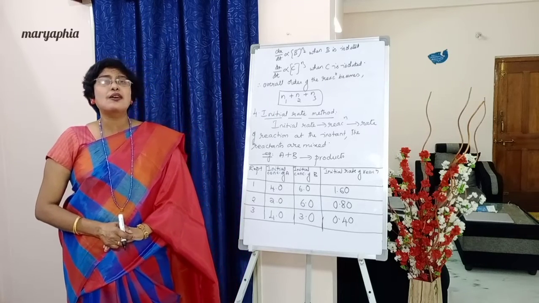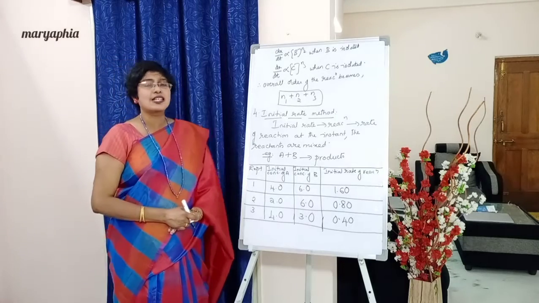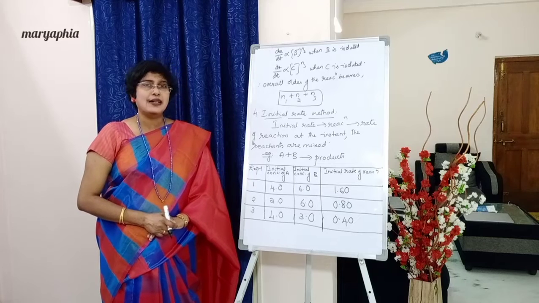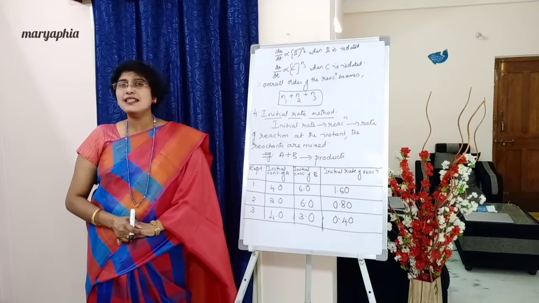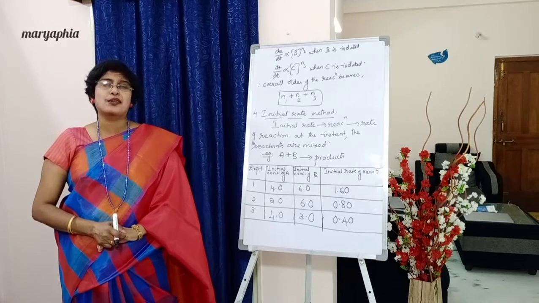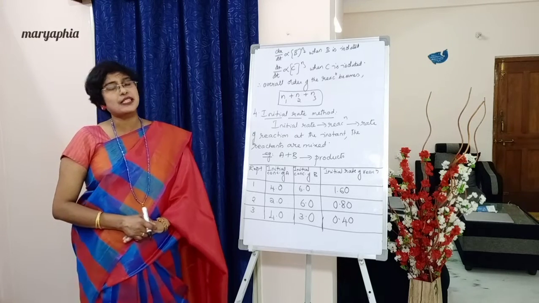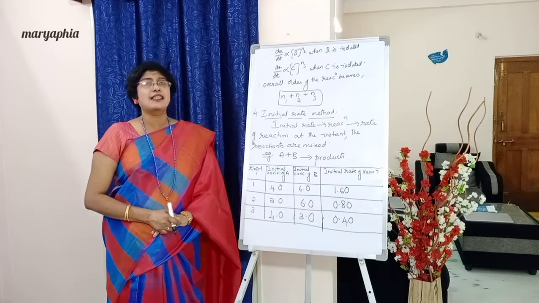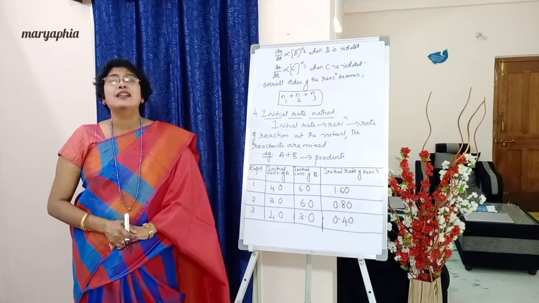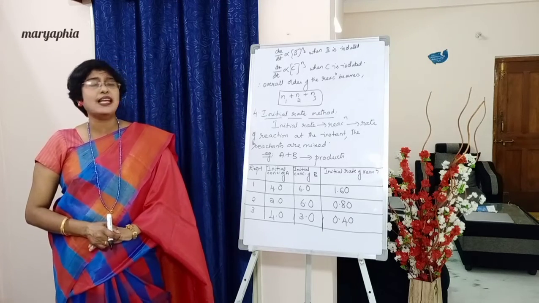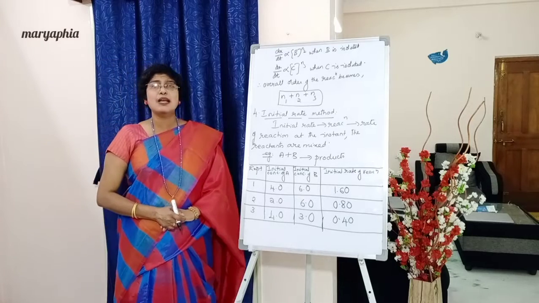Now, the order of the overall reaction, how do we get it, students? By adding n1 plus n2 plus n3. If there are 4 reactants, n1 plus n2 plus n3 plus n4. If there are 5 reactants, n1 plus n2 plus n3 plus n4 plus n5. Even if there are 10 reactants, you can determine the order of the reaction using Ostwald's isolation method. Okay, so this is about the third method, students.